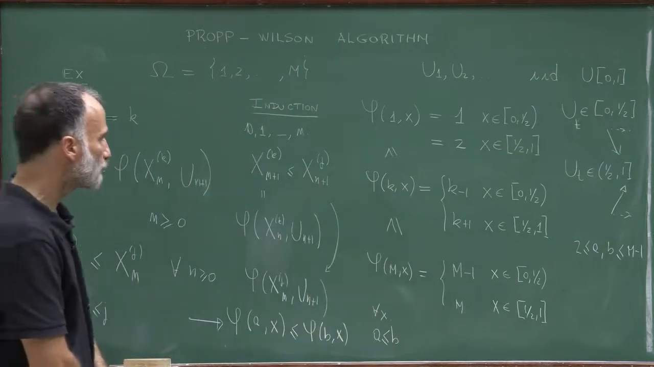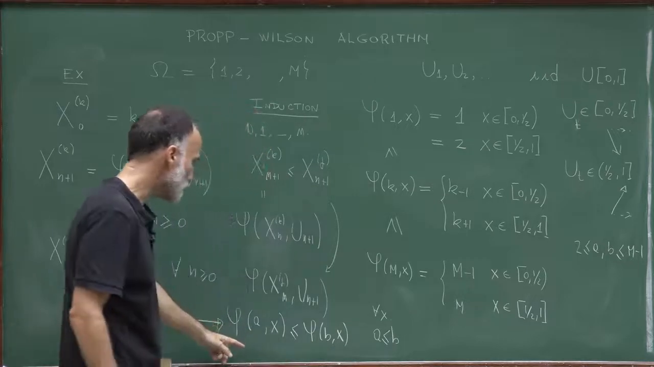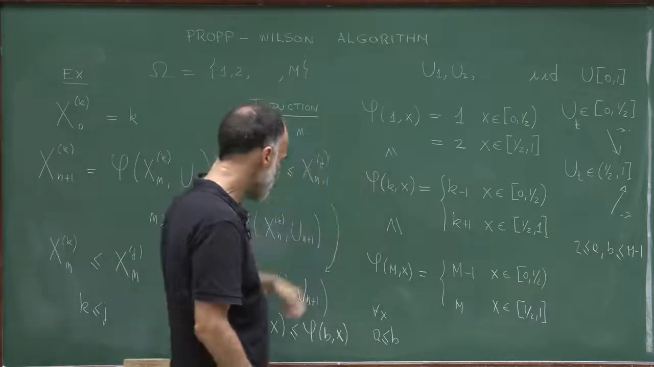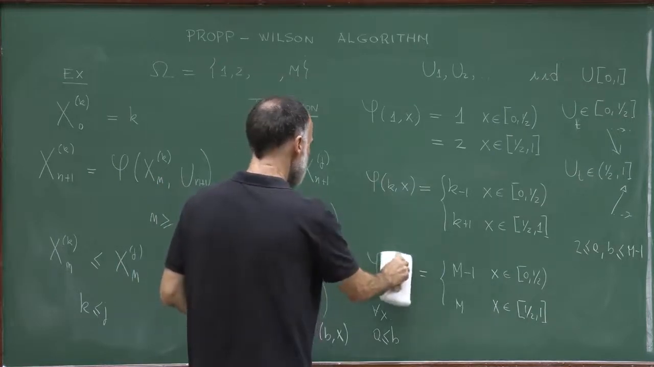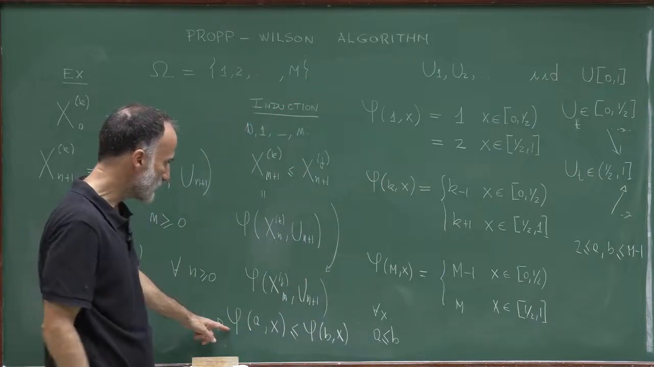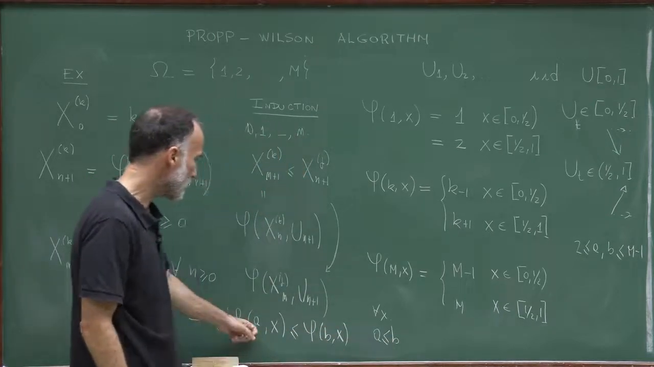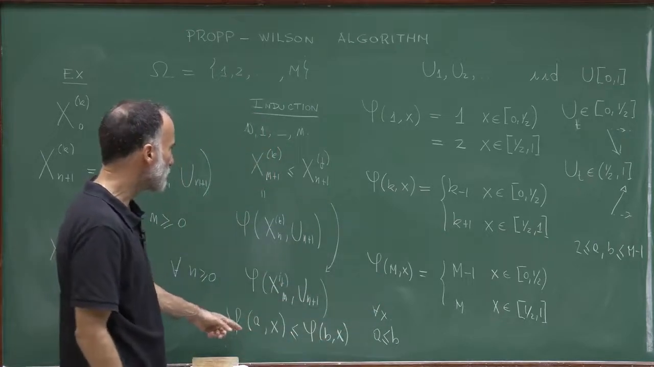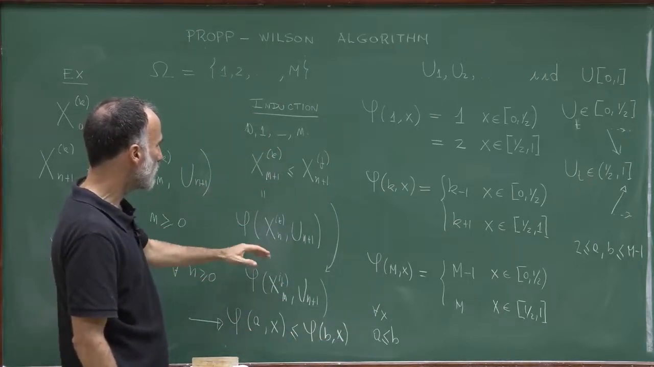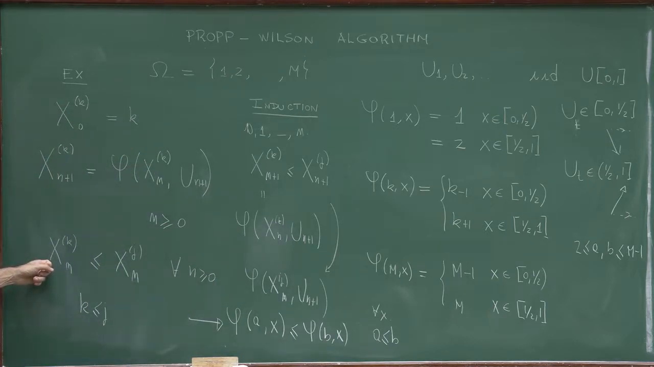So maybe I went too fast in order to prove this inequality, but it follows immediately from the definition. So I leave it to you to check that indeed this inequality holds, which means that if a is less or equal than b, then phi(a, x) is less or equal than phi(b, x) for all x. And from this inequality, we can prove by induction that this inequality holds for all n.